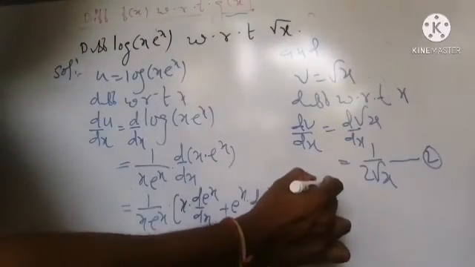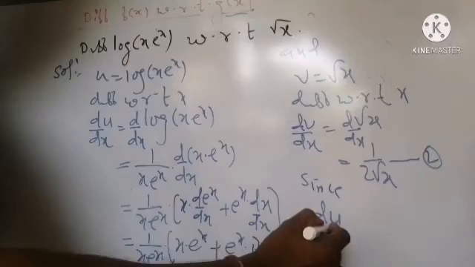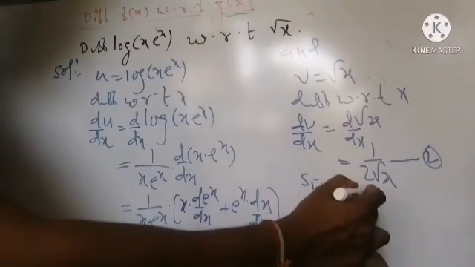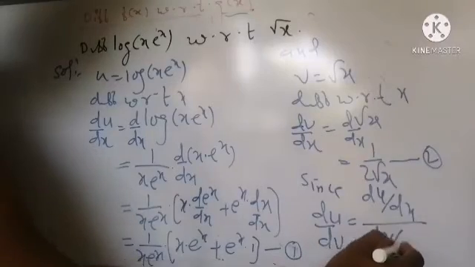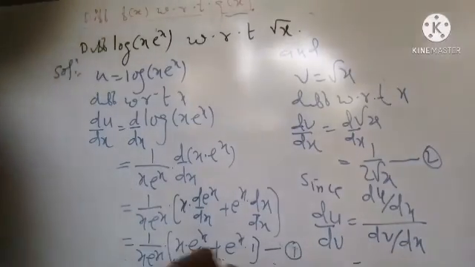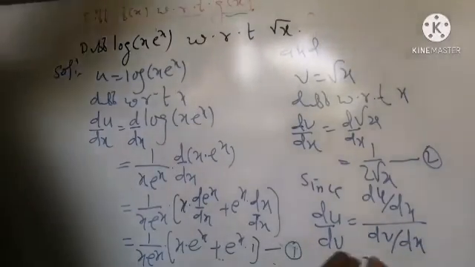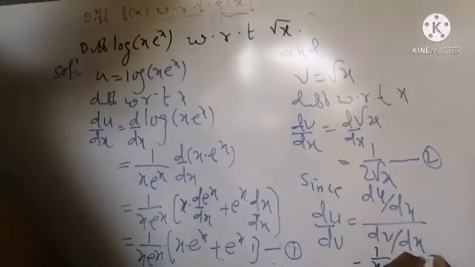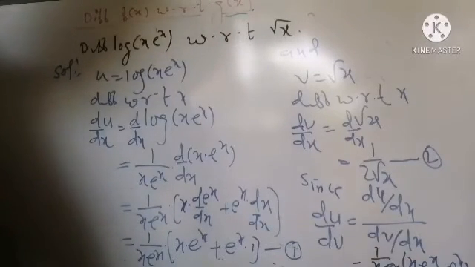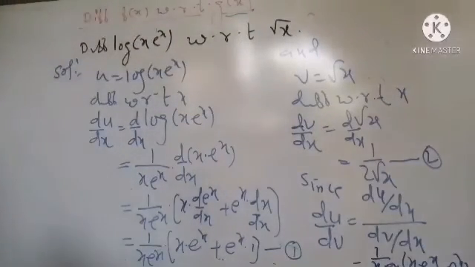What do we have to find here? du by dv, which is du by dx divided by dv by dx. We replace equation 1 in the numerator, that is 1 upon x e raised to x into the bracket x e raised to x plus e raised to x, divided by dv by dx from equation 2, 1 upon 2 root x. So this is our answer.